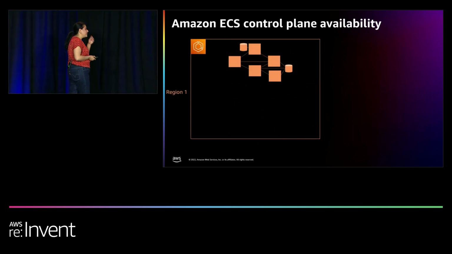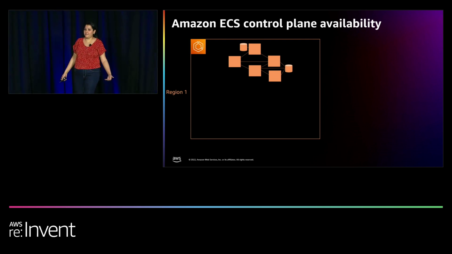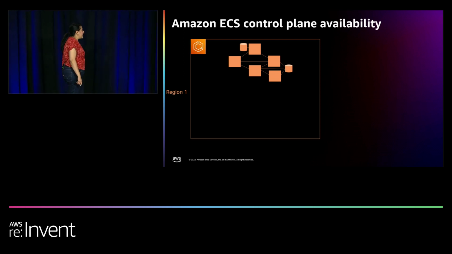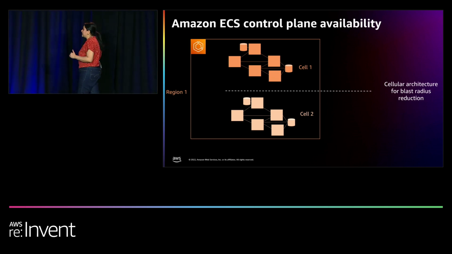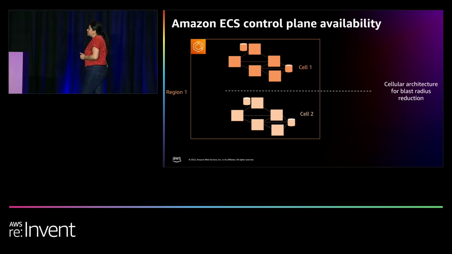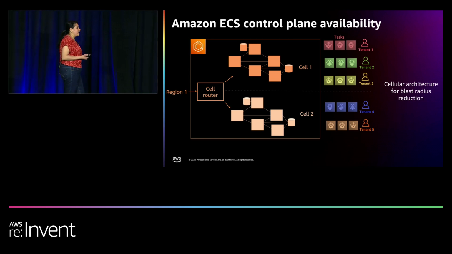So within a region, we actually don't just run one copy of the stack per region, because we want to do better, right? When a region is having a problem, it's not okay for us to take down the entire region and everyone that's using that region. So we have this notion of a cellular architecture, and we run multiple copies of the stack within a region.